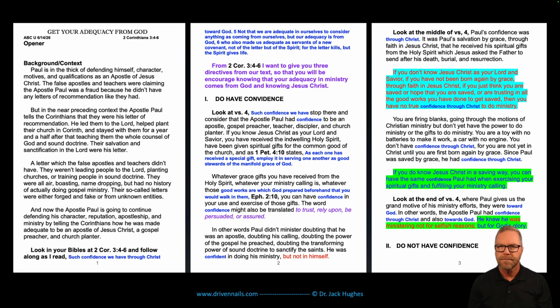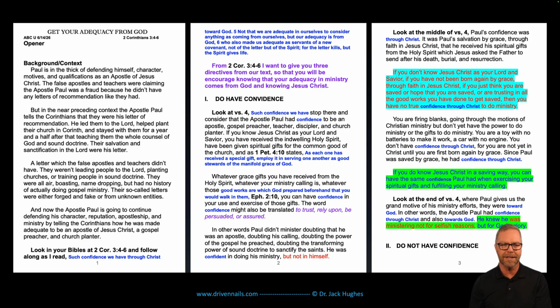So what do I do? Well, Paul is in the thick of defending himself, his character, his motives, and qualifications as an apostle of Jesus Christ. The false apostles and teachers were claiming the apostle Paul was a fraud because he didn't have any letters of recommendation like they had. But in the near preceding context, the apostle Paul tells the Corinthians that they were his letter of recommendation.